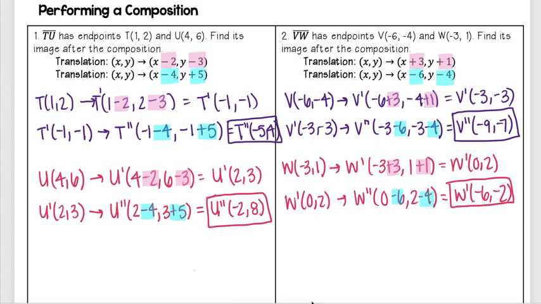Okay, so this is the answer that you should have gotten. So for that first translation, I needed to add 3 to x and add 1 to y. And that second one, I needed to subtract 6 from x and subtract 4 from y. And those were the ending points that I got.